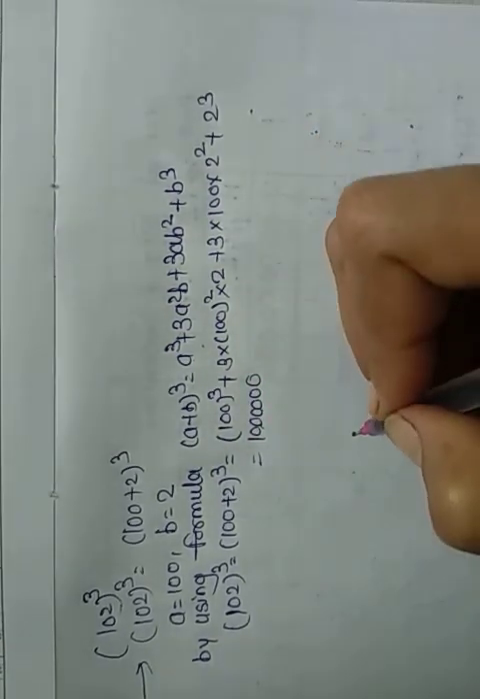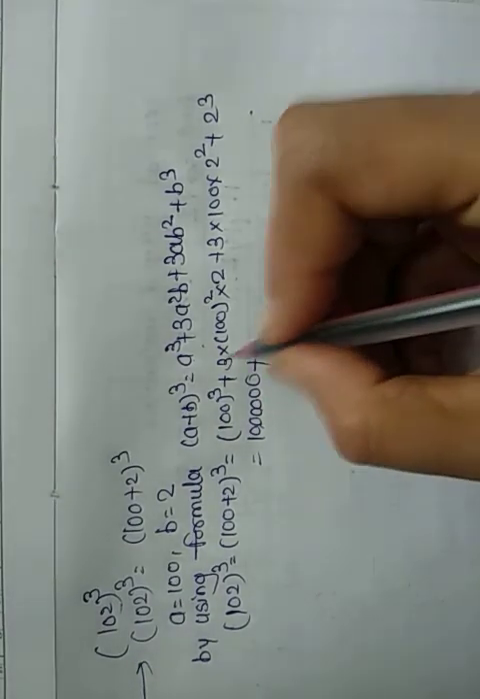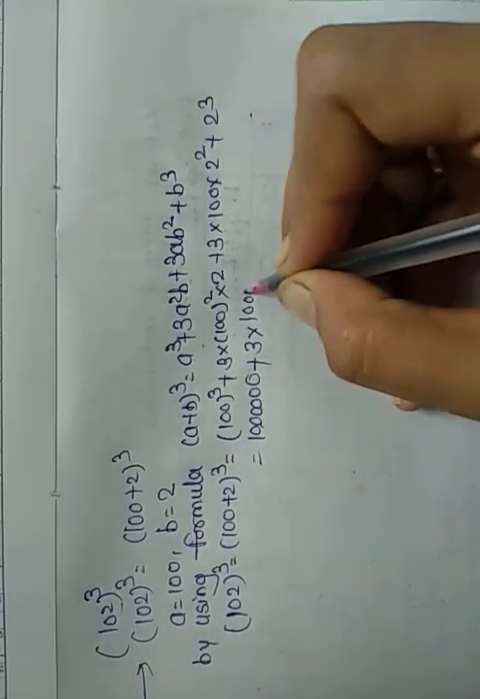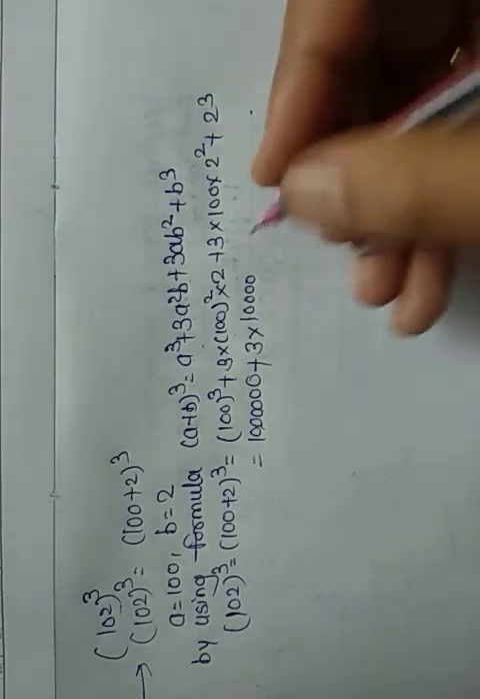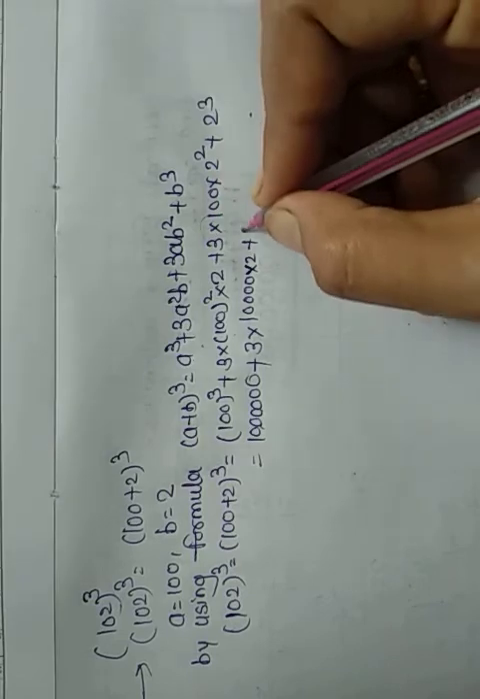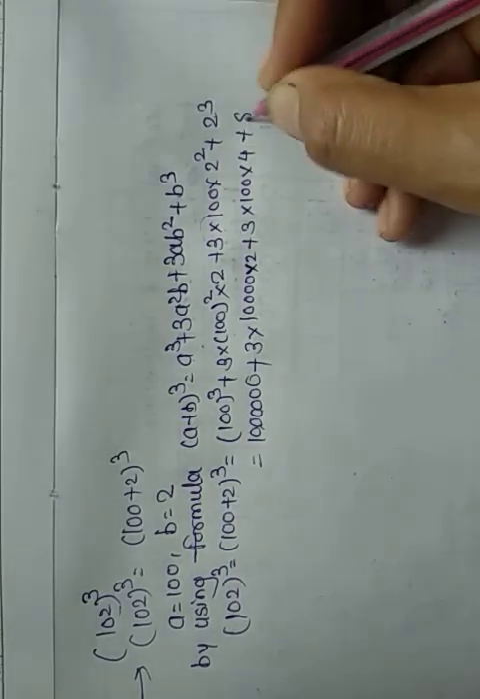10 lakh plus 3 into square of 100 is 10,000 and plus 3 into the square of 2 is 4 and cube of 2 is 8.